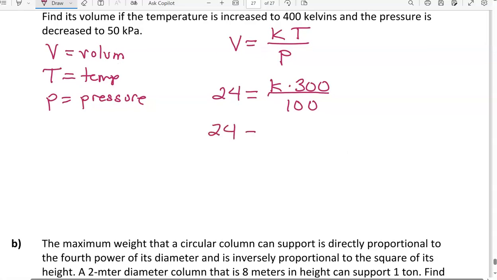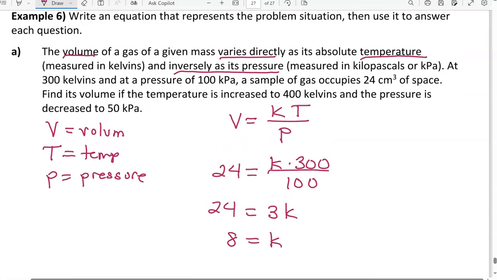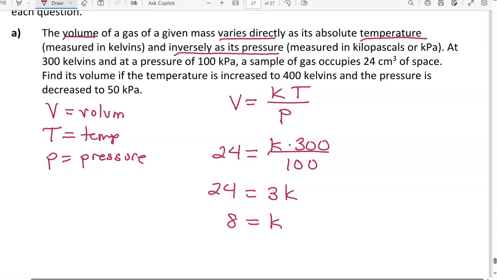We can simplify here. 300 divided by 100 is 3. So 3K is equal to 24, which gives us a K value of 8. So that's our constant of variation. And that means that our equation of variation is V is equal to 8 times T divided by P. Once we have that equation of variation, we can substitute the new information into that.